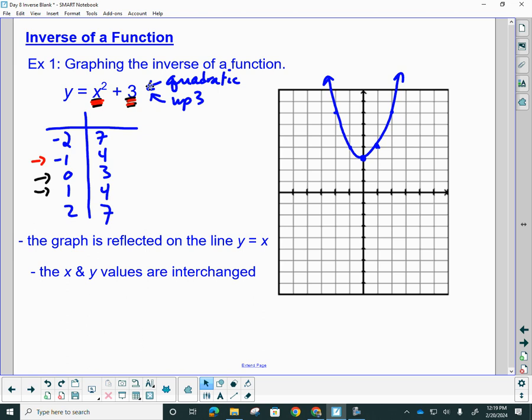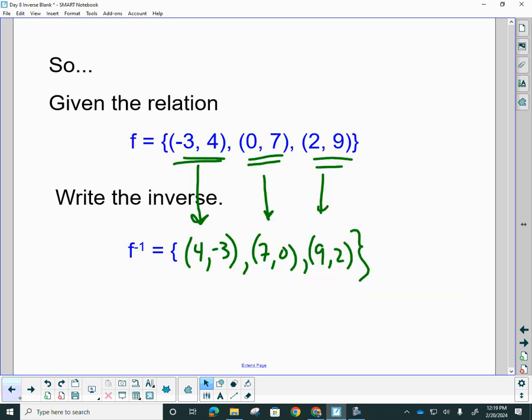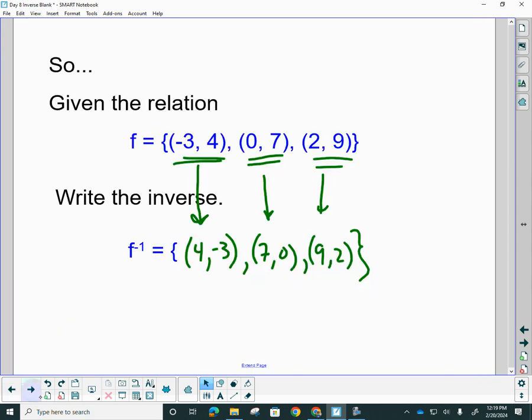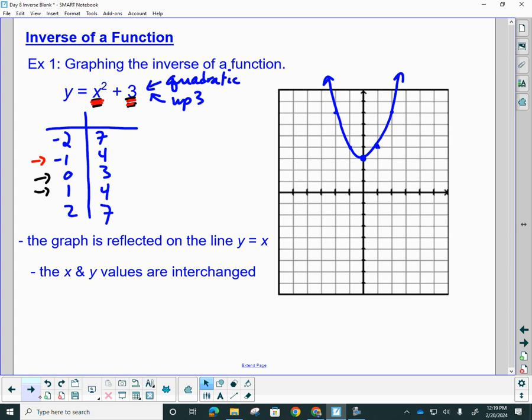Now I'm interested in graphing the inverse. So from the previous video, I know the inverse is found by taking my x's and y's and switching them. So in this one, I switched all my x and y's. So let's do that for the inverse. So this now is going to be the coordinates of the inverse. So if my original was -2, 7, if I switch that, it's going to be 7, -2. Just switching the x and the y coordinates.